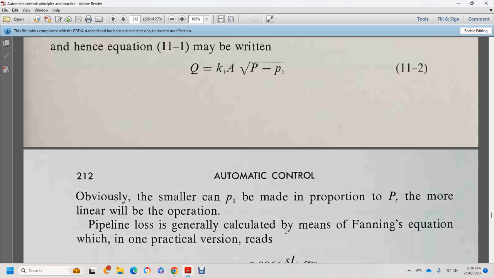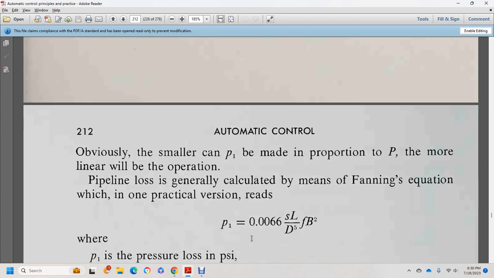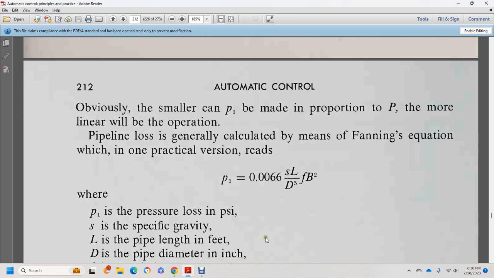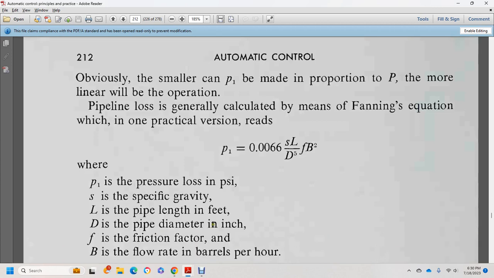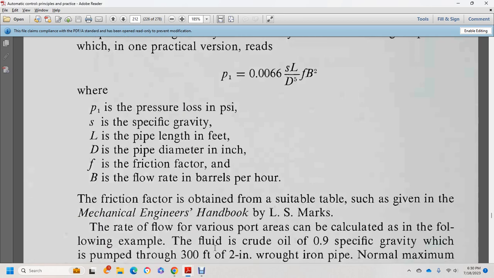Obviously, the smaller the pipeline pressure can be as a portion of the total pressure, the more linear will be the operation. Pipeline loss is generally calculated by means of Fanning's equation, one practical version of which reads: pipeline pressure is equal to 0.066 times the specific gravity times the length of the pipe, over the pipe diameter in inches to the fifth, times the friction factor times the flow rate in barrels per hour, squared.